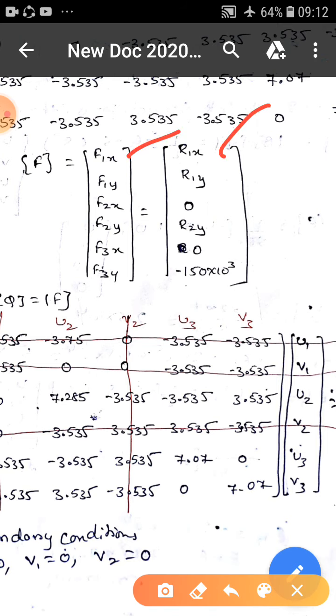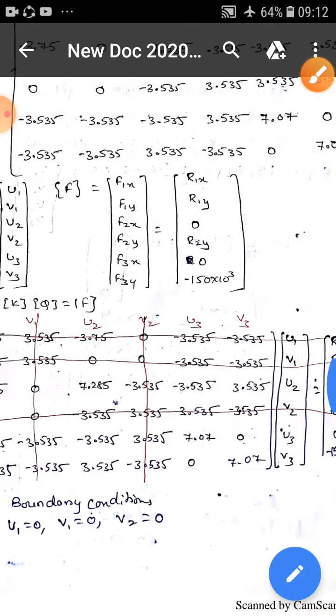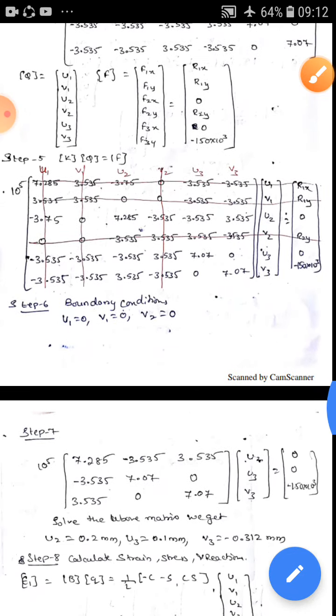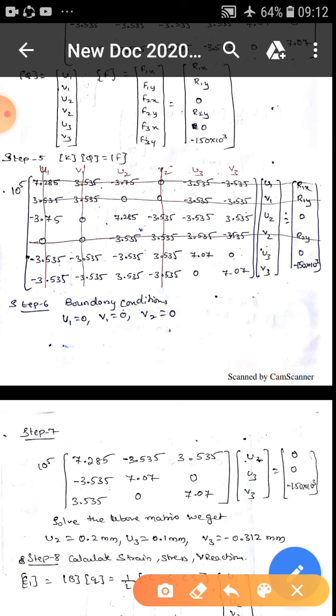f1x is nothing but the reaction at that node, r1x. f1y is the reaction at node 1 in y direction, r1y. f2x is 0, there is no reaction or force applied. f2y is r2y, the reaction at that node. f3x, there is no force applied, but f3y is minus 150 kilonewton. Now write K into q is equal to f. K is the global stiffness matrix, q is the global displacement vector and f is the global force vector.